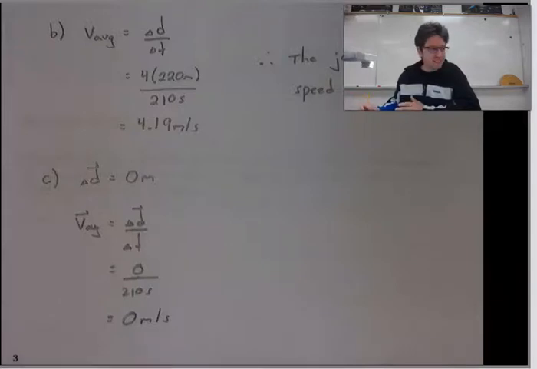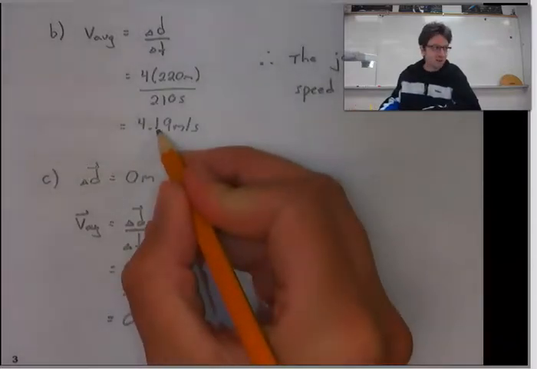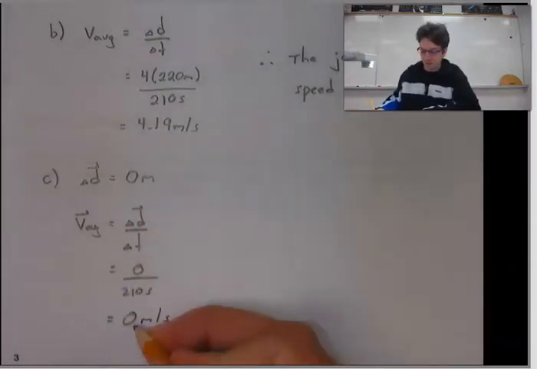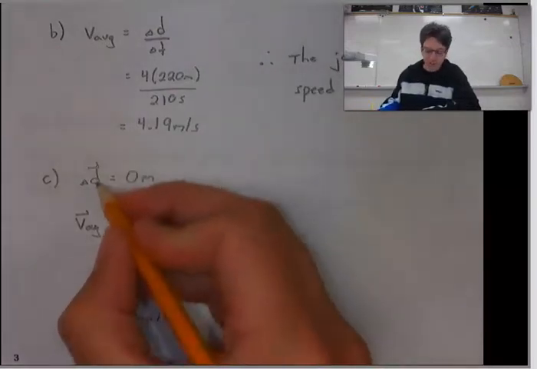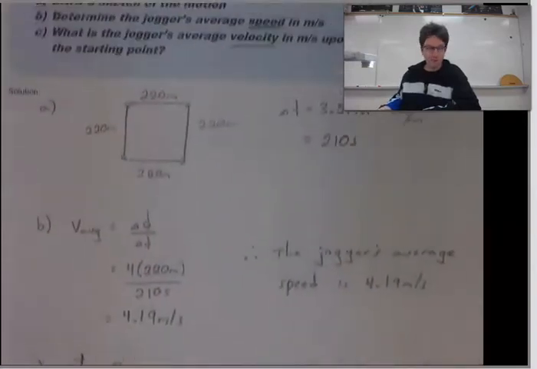But this is a good example. I like this example because it shows that it's not like you're just going to get the same number for speed and velocity. It's just one has a direction, one doesn't. The way we calculate displacement is completely different.